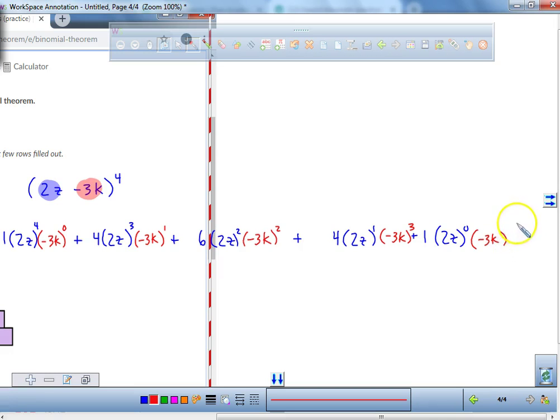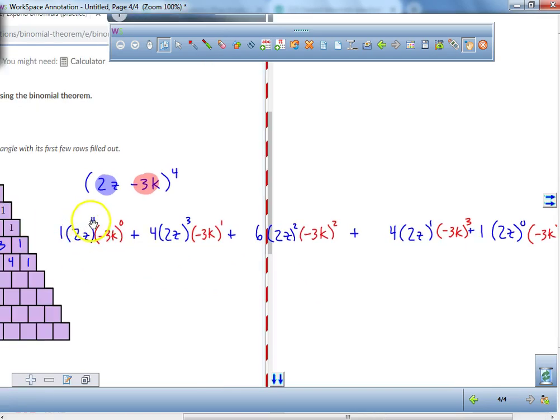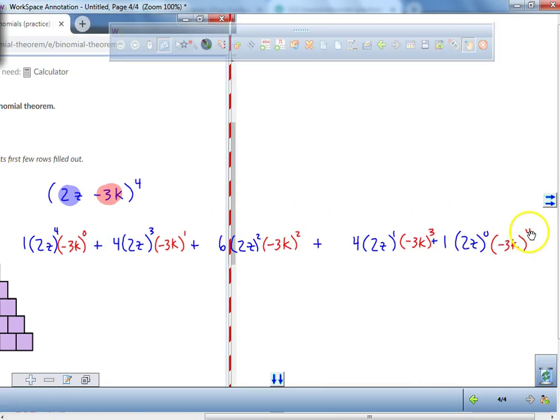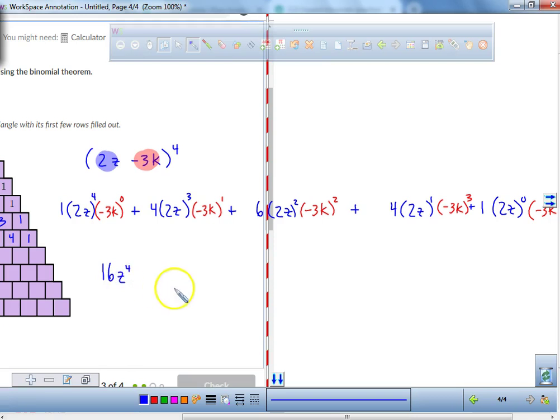If I write everything out like this, if I make a mistake, I can usually catch myself. So the blue are descending and the red are ascending. The sum of these is always going to equal whatever that power is. We'll start off with the very first one. 2 to the power of 4 is 16. This is a 1, so our first coefficient is 16, z to the 4.